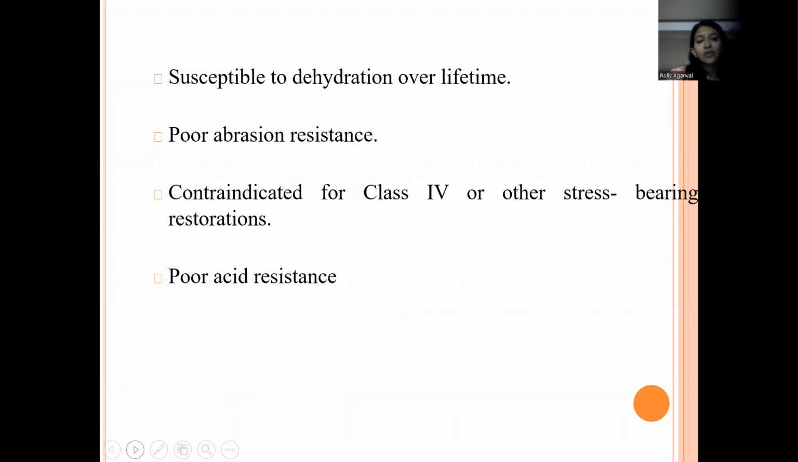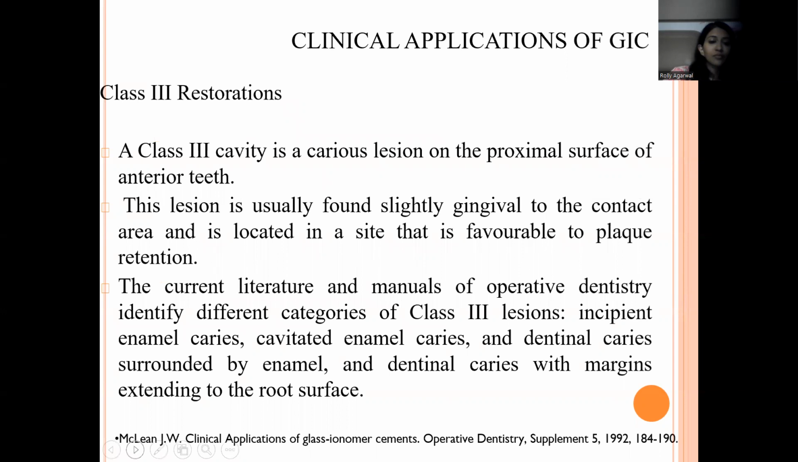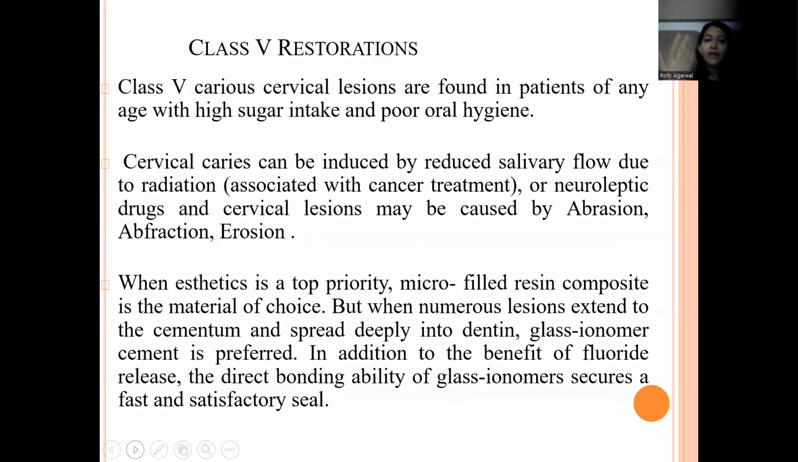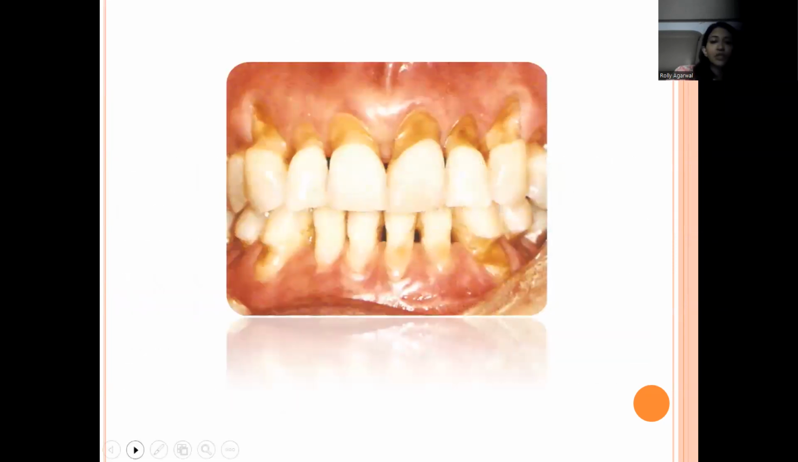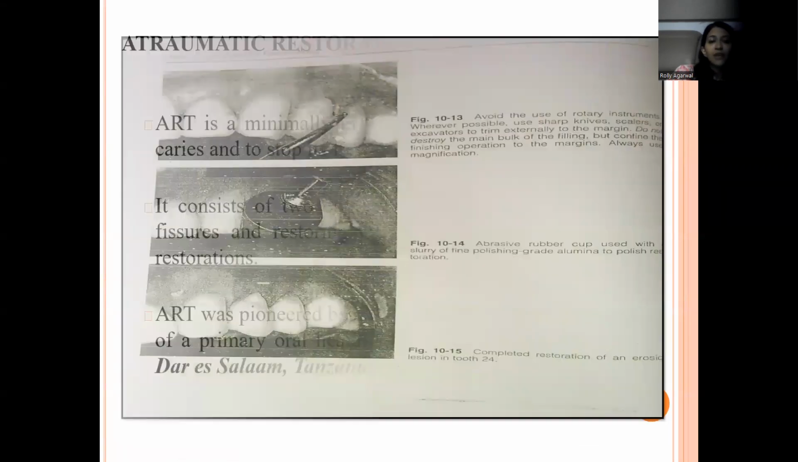So the GIC is susceptible to dehydration over lifetime, poor abrasion resistance, contraindicated for class 4 or stress bearing restorations, and poor acid resistance. So we can use it for various class 5 and class 3 applications, especially on the distal surface of canine, and if the surface is not in direct vision when the person is at a conversational distance, you can use these for doing your class 5 restorations.